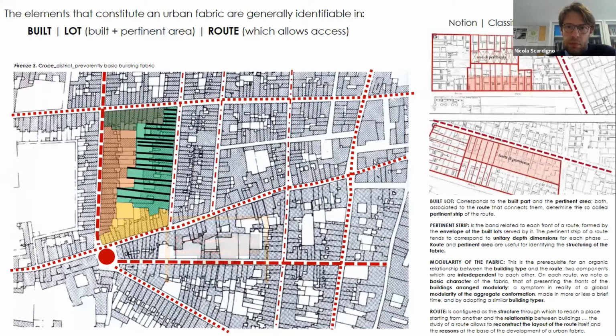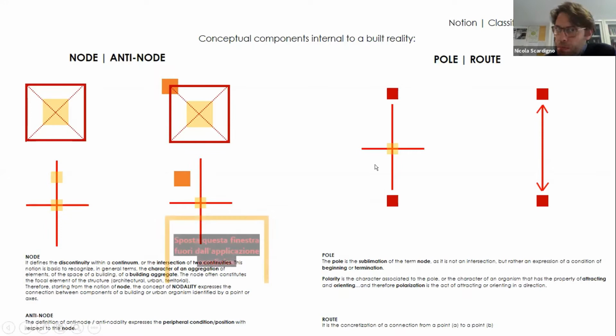We have also two conceptual components internal to built reality, where by built reality we mean different scales: the territory, the urban settlement, the aggregate, and the building typology.